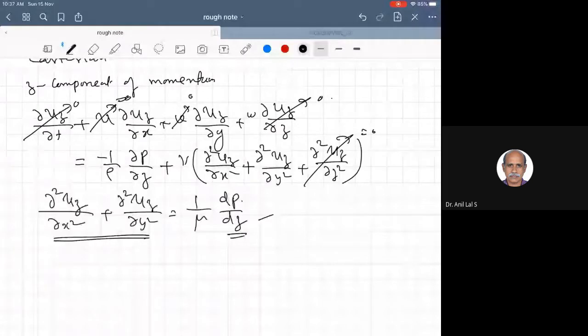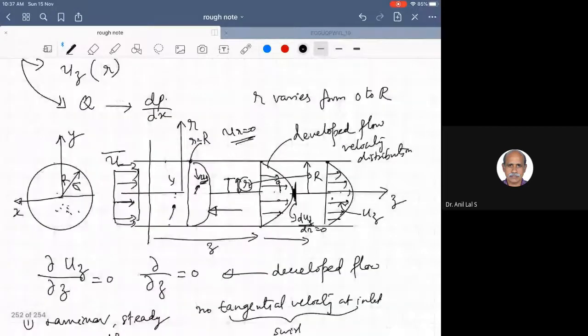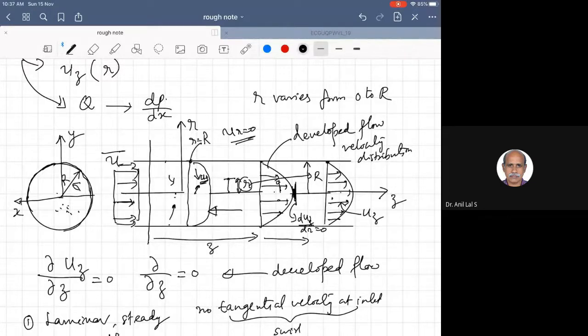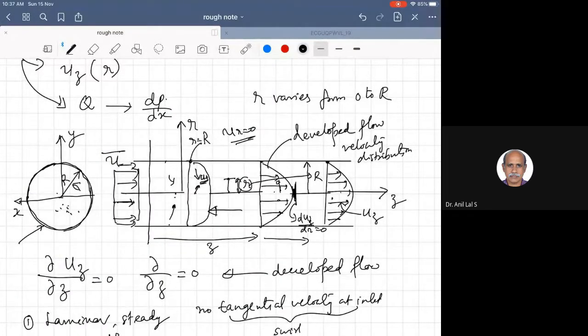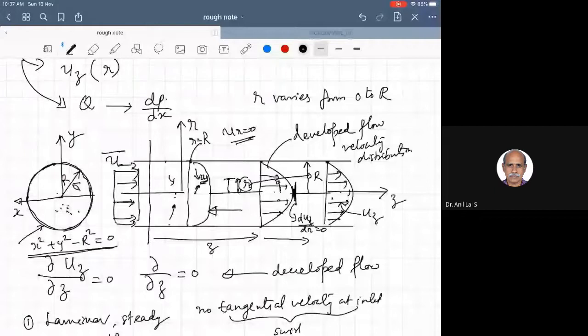And that also has to satisfy the boundary condition. The boundary condition is uz equal to 0 everywhere on the wall of the cylinder. The wall of the pipe can be written with the equation x squared plus y squared minus R squared is equal to 0. So this is the equation for this circle, which makes the surface of the pipe. So at any point on the circle, x squared plus y squared minus R squared is equal to 0.